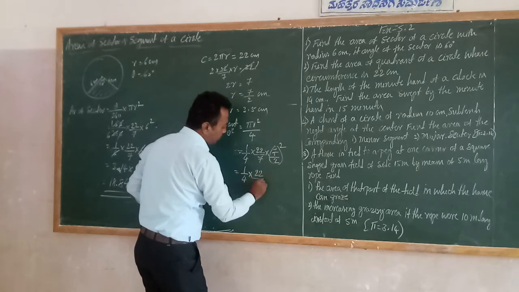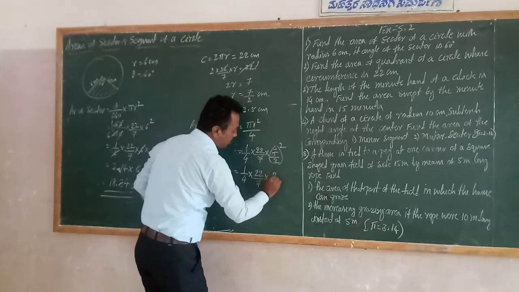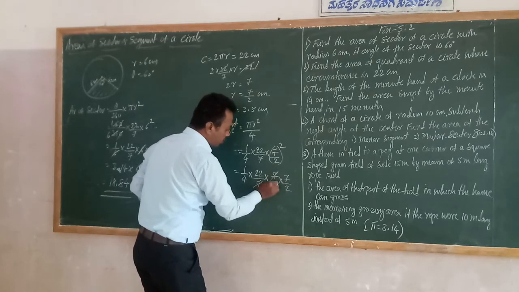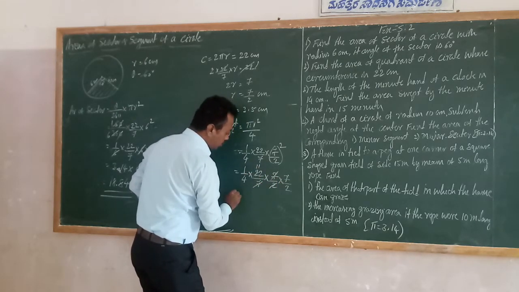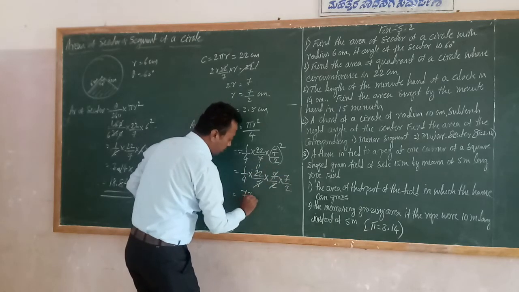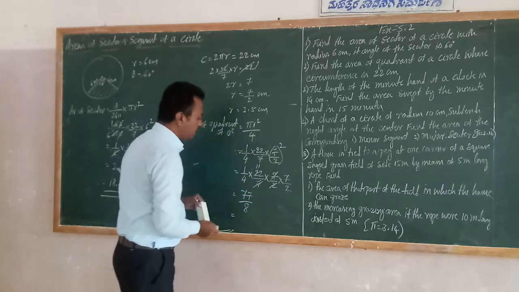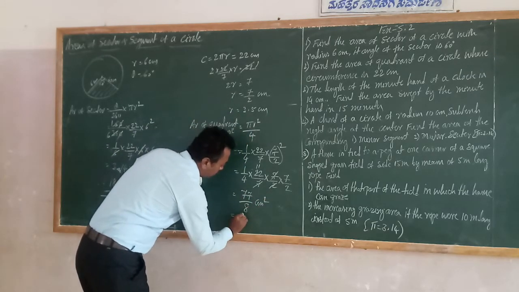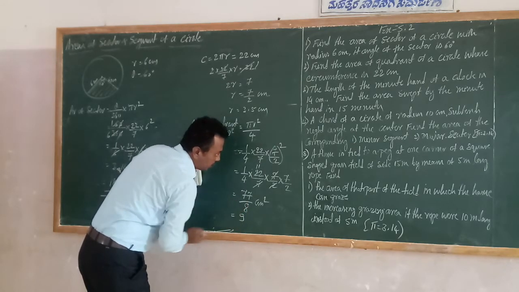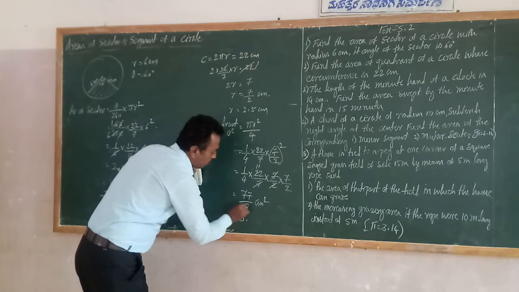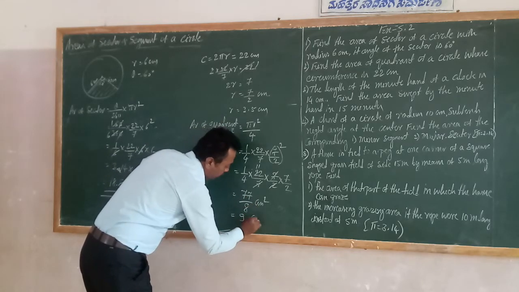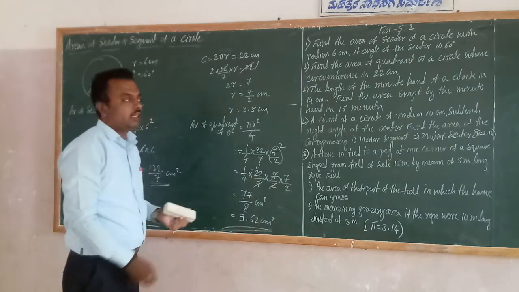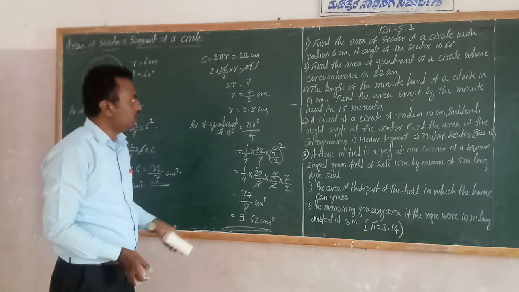So 22 by 7 into 7 by 2 whole square means 7 by 2 into 7 by 2. So 7 gets cancelled. 2 ones are 2, 11 sevens are 77, 4 twos are 8. 77 by 8 centimeter square, which is 9.625 centimeter square. Okay students, so like this we have to find the areas of the quadrant of a circle.